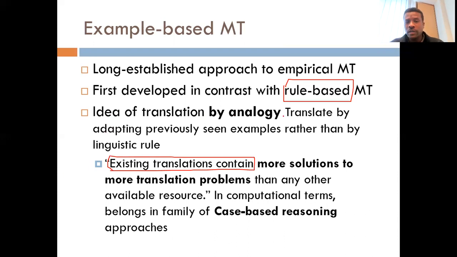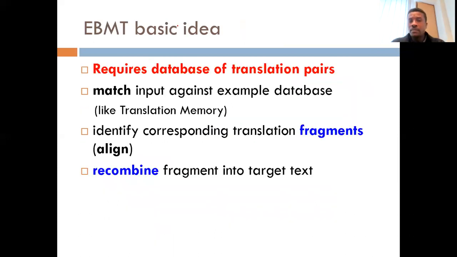So the idea of translating by analogy is to translate by adopting previously seen examples, rather than by developing a linguistic or a probabilistic rule. Sometimes they call it case-based reasoning. So this is how it works. Example-based machine translation requires a database of translation pairs, and it always stays with it.